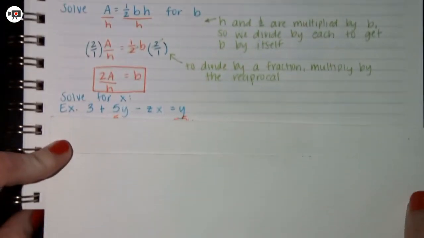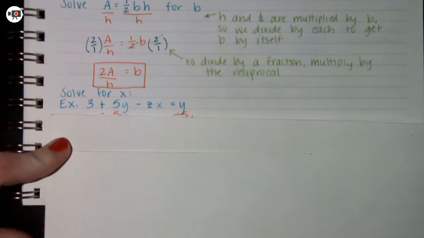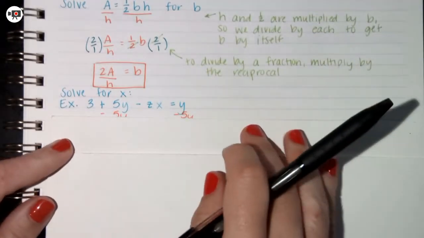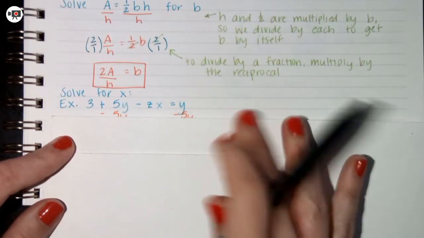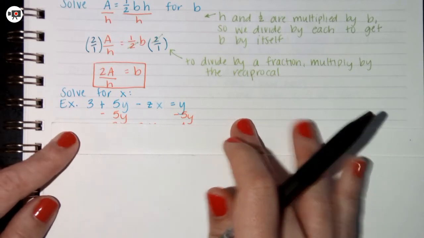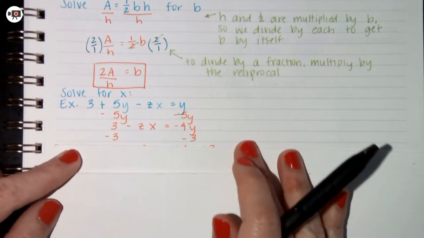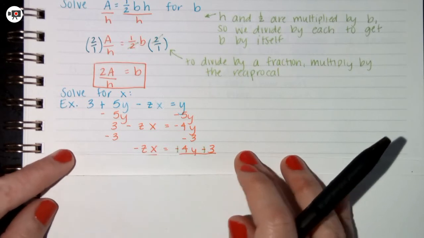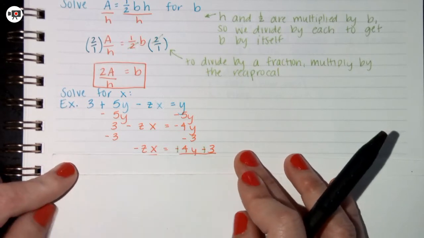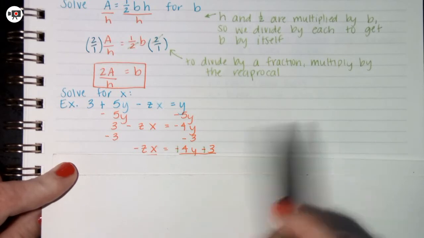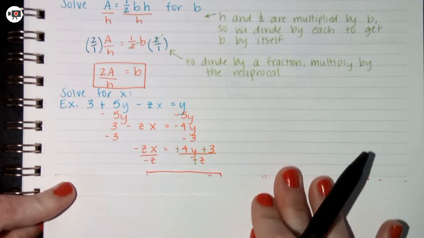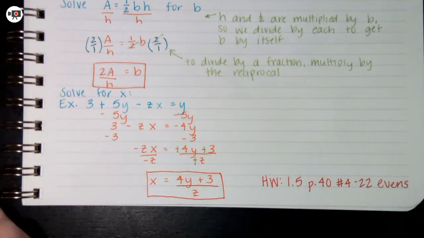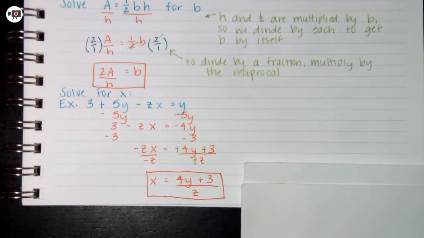And we solve 3 plus 5y minus zx equals y. Here I have 3 different variables, but I'm solving for x. And I only have one x. I can do that. So let's move the y's to the other side. And then I'm going to move my constant to the other side. Then I have negative zx equals negative 4 times (y minus 3). This z and x are being multiplied, so I need to divide by negative z to get x all by itself. And I get x equals (4y plus 3) over z.